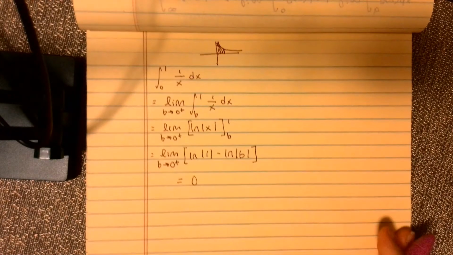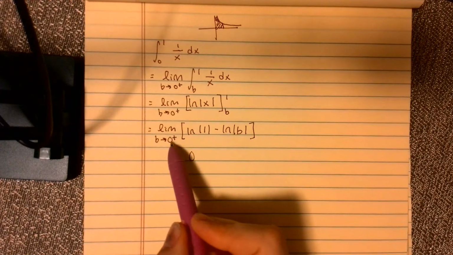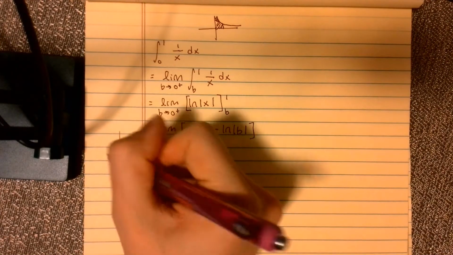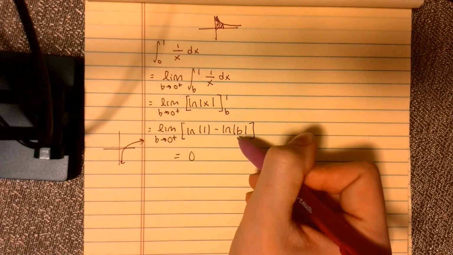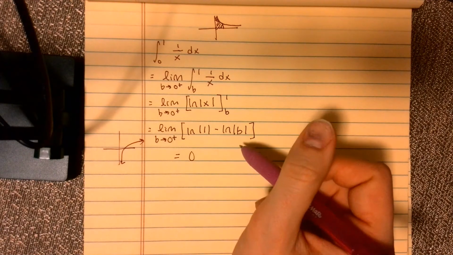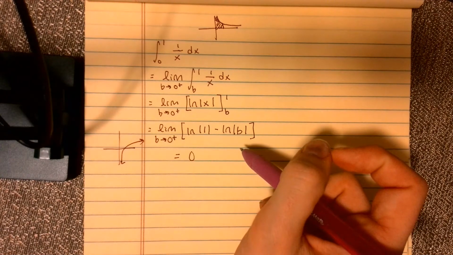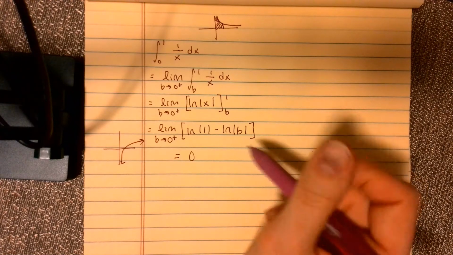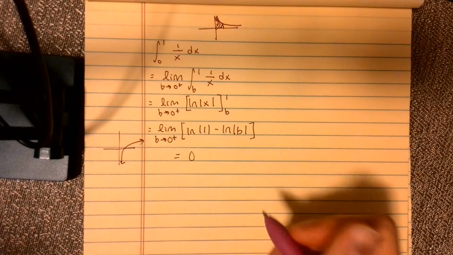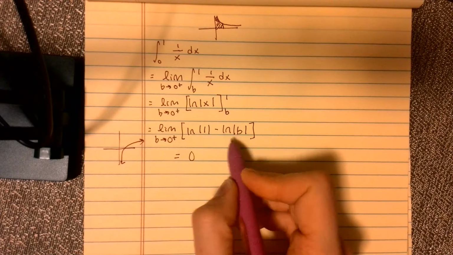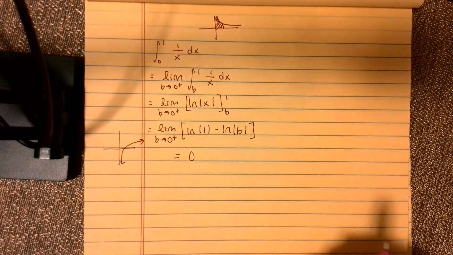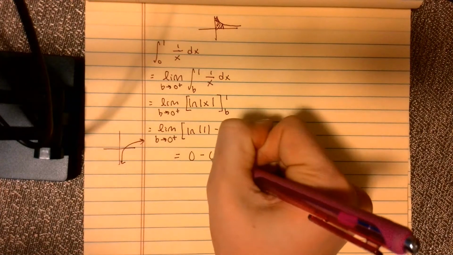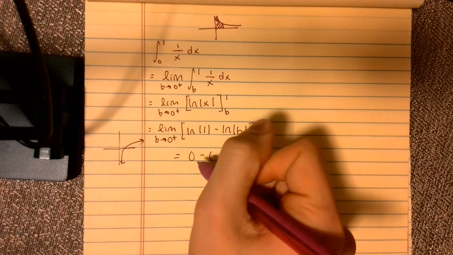And then as b approaches 0 from the right side, the graph of natural log looks like this. Sorry, I'm looking at my notes and realizing I think I might have done the sign error wrong. As b approaches 0 from the right side, natural log approaches negative infinity. So this would be like minus negative infinity. So maybe we would get infinity.